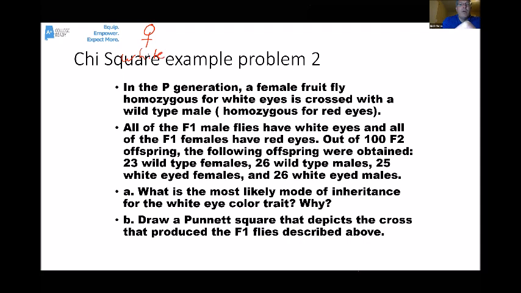Somebody tell me what homozygous means. Either two dominant alleles, different alleles, or two recessive alleles. Yeah, for most traits, there's two alleles that control the trait. Homozygous means that in this individual, they're both the same. In this case, this female fruit fly has, for eye color, two alleles. They're both for white. The male, on the other hand, has two alleles. They're both for red.